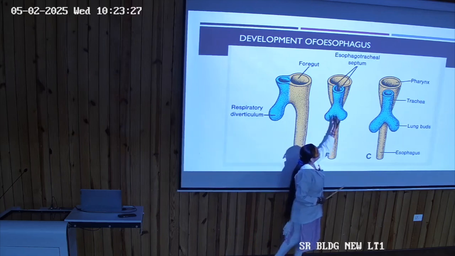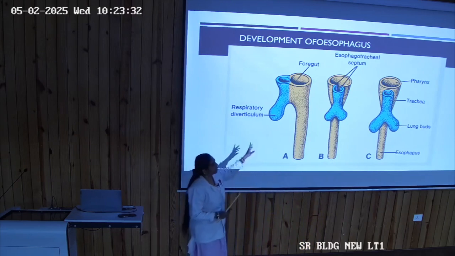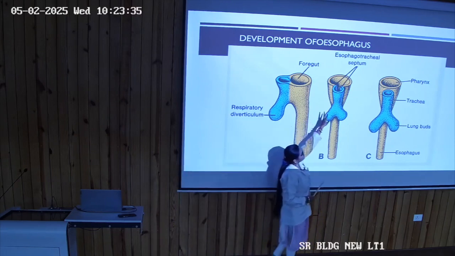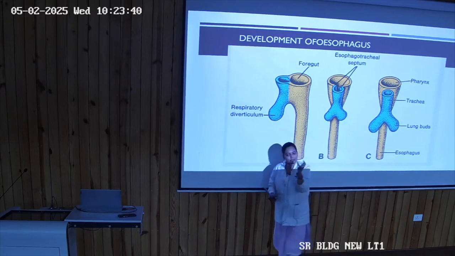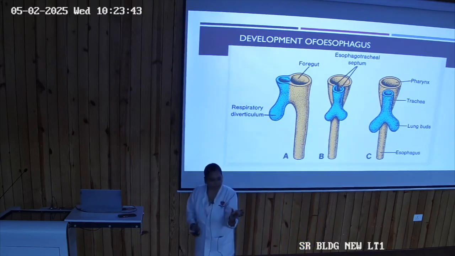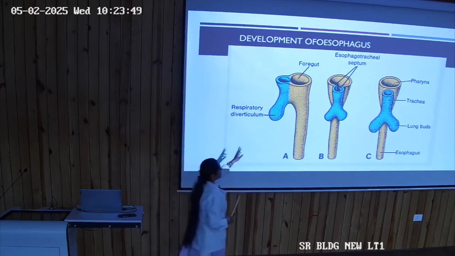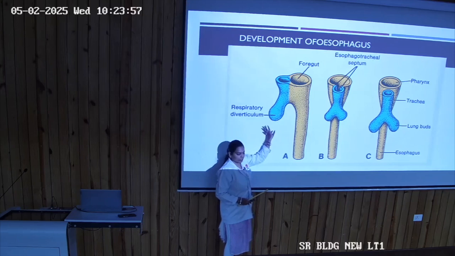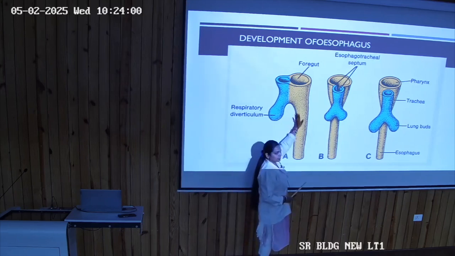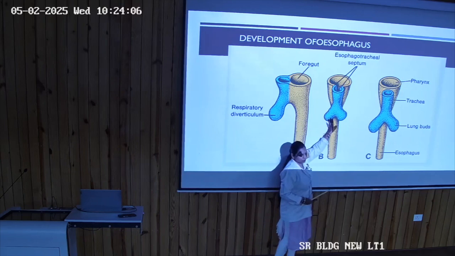Okay, posterior to this, now the foregut is separated from this respiratory diverticulum with the help of esophageal tracheal septum or tracheoesophageal septum. There is this ventral outgrowth from the endodermal lining of the foregut which is forming respiratory diverticulum. This respiratory diverticulum is also known as lung bud, going to split into two and then it develops into the lung. Posterior to this, now foregut is separated from this respiratory diverticulum with the development of tracheoesophageal septum.